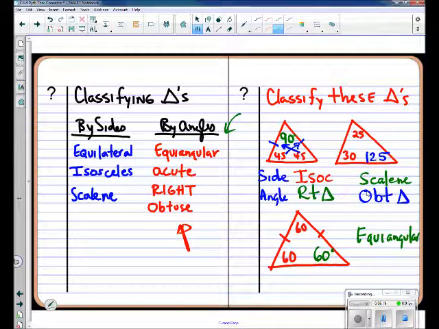Now, here's the interesting thing. There's a tie in all the angles. And what I know from that, then, there must be a tie in all the sides. If all the angles are the same, then all the sides must be the same. So from that logic, I'm going to conclude that it's equilateral as well.